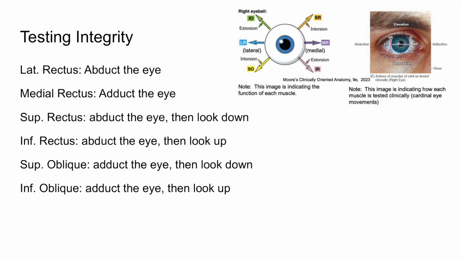In contrast, the oblique muscles are best tested when the eye is adducted. So the superior oblique depresses the eye in the adducted position. So when you bring that eye medially and then ask the patient to look down, you are testing cranial nerve 4, or the trochlear nerve. The inferior oblique elevates the eye in the adducted position. So if you adduct the eye, then ask your patient to look up, again, you're testing cranial nerve 3. So the pattern to lock in is abduction for the rectus muscles, then up or down, and then adduction for the obliques, okay?